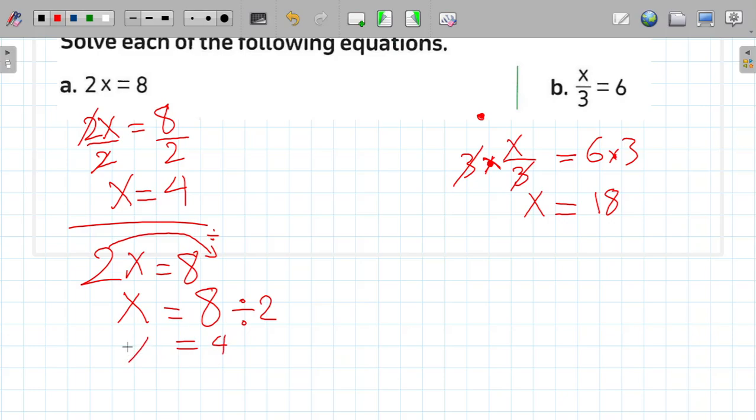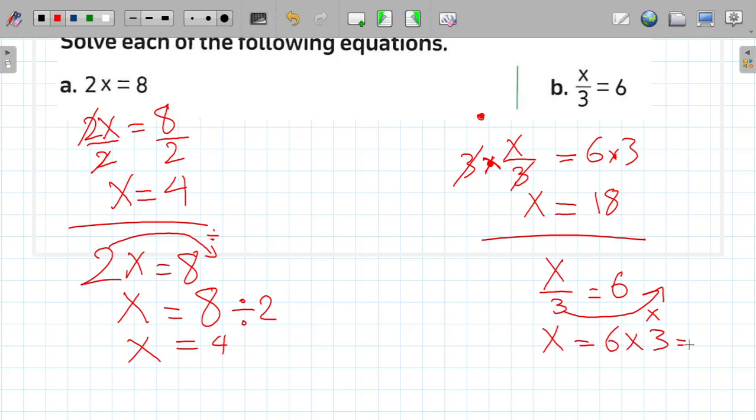So the value of x equals 4. Here I have x divided by 3 equals 6. So I can say x divided by 3 equals 6, I will send 3 to the other side with the inverse operation. I have here a division operation, so the inverse operation will be a multiplication operation. So I can say x equals 6 multiplied by 3, so it will be just 18. So the value of x equals 18.